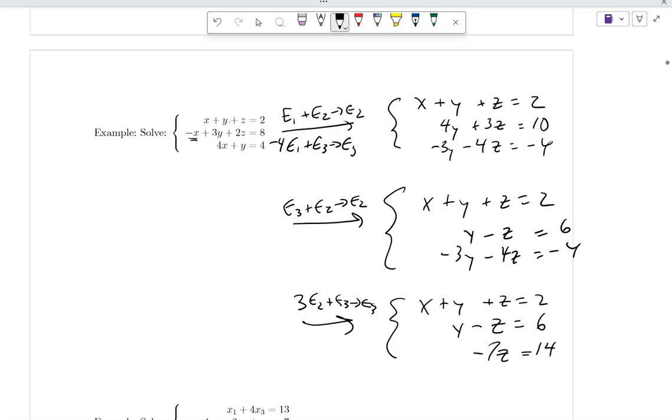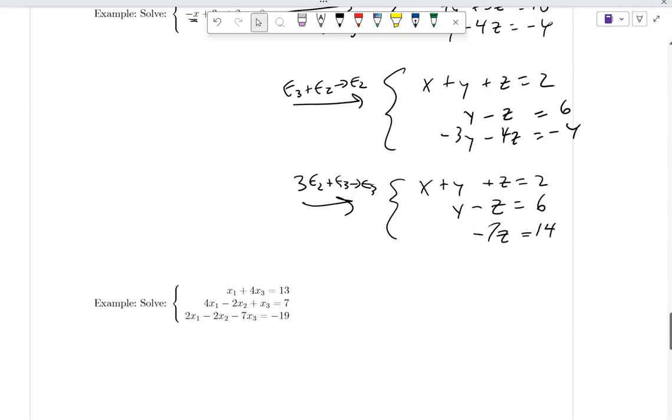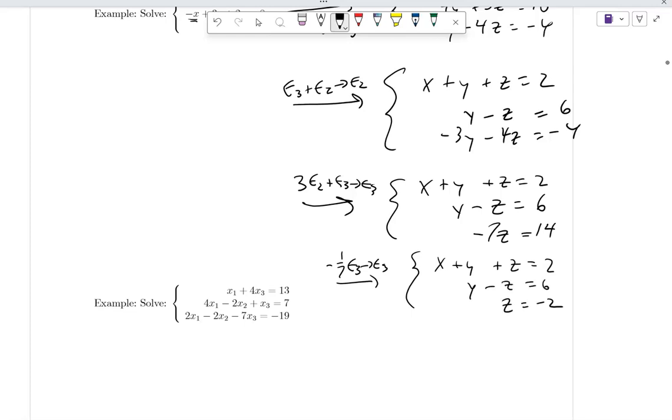All right. Last step now to put it in that triangular form. And again, when we say that we're putting it in the triangular form, we mean we want 1 for the coefficients on all your variables as you're going down and to the right. What do we need to do for our last step to put it in that triangular form? Yeah, divide by negative 7, right? Do negative 1/7 of equation 3 and replace equation 3. That just changes the last equation then to z equals negative 2.